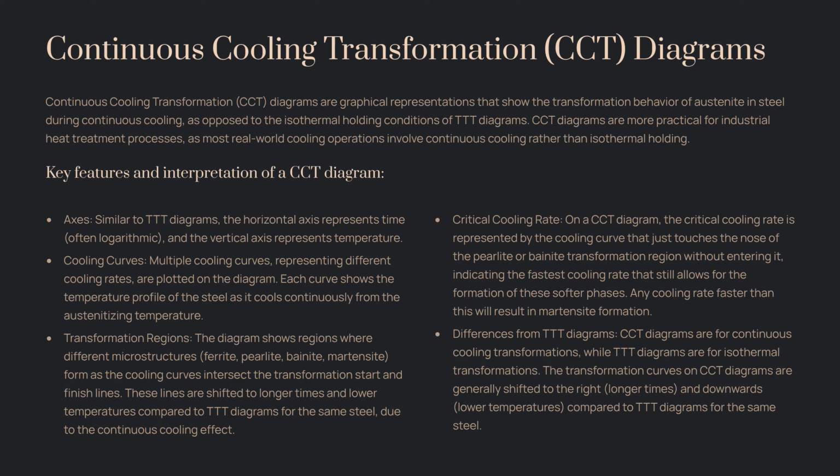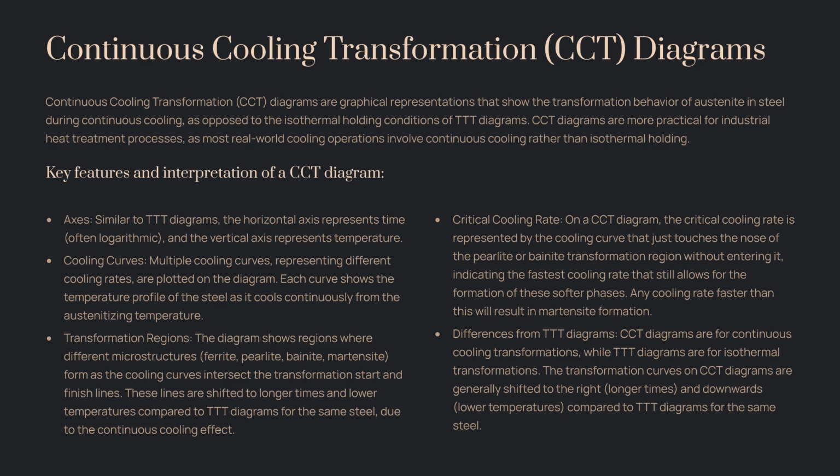Continuous cooling transformation, CCT, diagrams are graphical representations that show the transformation behavior of austenite in steel during continuous cooling, as opposed to the isothermal holding conditions of TTT diagrams. CCT diagrams are more practical for industrial heat treatment processes, as most real-world cooling operations involve continuous cooling rather than isothermal holding. Key features and interpretation of a CCT diagram.